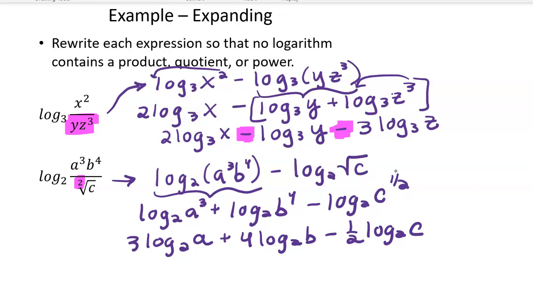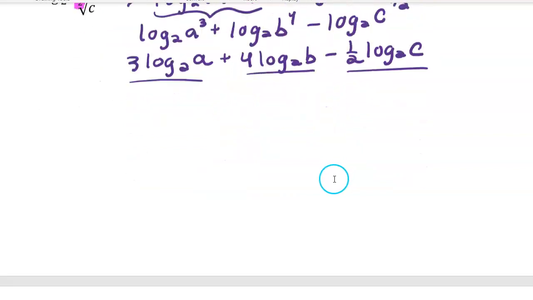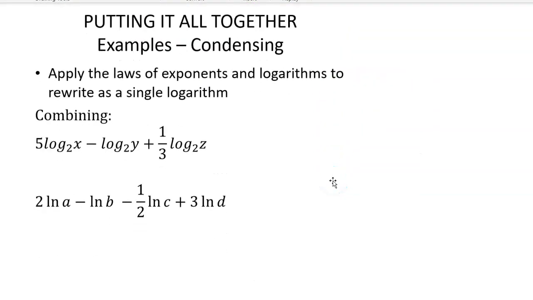Okay, so the idea here when you expand, you want to make sure that you no longer have a product, a quotient, or a power in there, and that you've pulled it out to as many terms as possible. All right, so let's go to this last little group of problems here, and we're going to condense this down. Okay, so one thing you want to think about is this 5 can come up, this 1/3 can come up, because we're kind of going the other direction now, right?